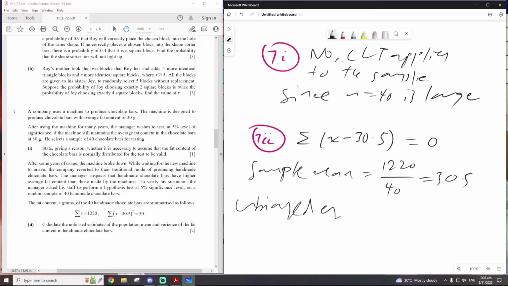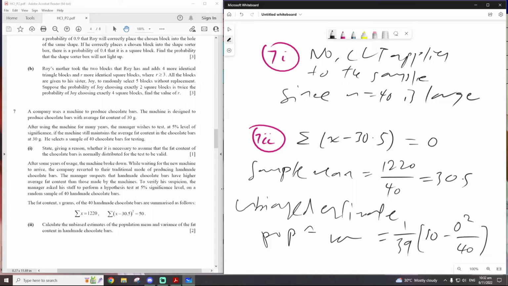Unbiased estimate of population variance is, okay, so this is the 1 over n minus 1. So 1 over 39. So you take the sum of the squared values, which is 50, minus the square of the mean. Then you divide by the sample size. So this is just 50 over 39. Okay?